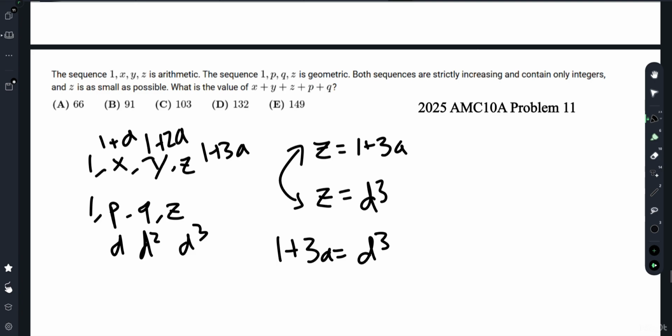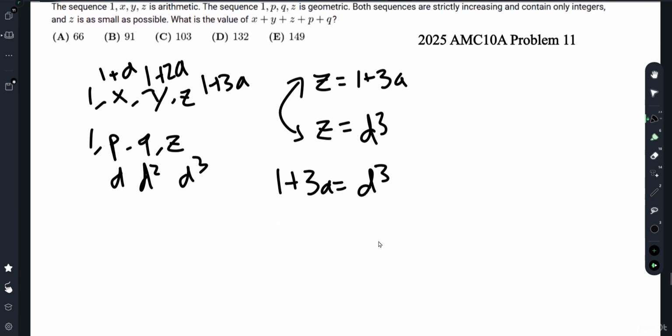And we want to find the smallest value of Z. That would mean we want to minimize A and D. But the thing is, both sequences have to be strictly increasing. That means A has to be positive and D cannot be fractional. So let's use that. Let's try some numbers. Let's try D is equal to 1. If D is equal to 1, then 1 plus 3A is equal to 1. So then A would be equal to 0.